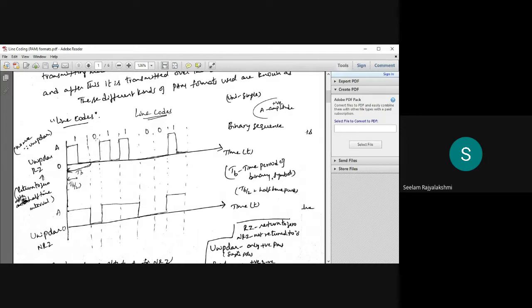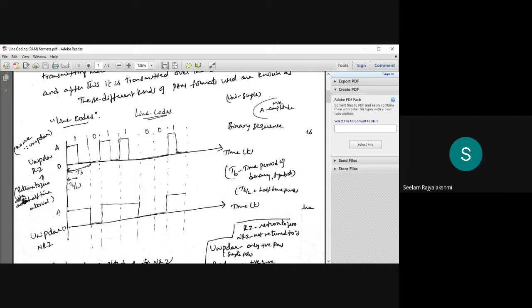Again we have 0 here, so the pulse stays at 0. Then again we have 1, so the pulse rises up to the mark A, and at half time period it again returns to 0. Again we have 1 after 1, so 1 is followed by 1. At TB by 2, it again returns to 0, and again it increases to A.